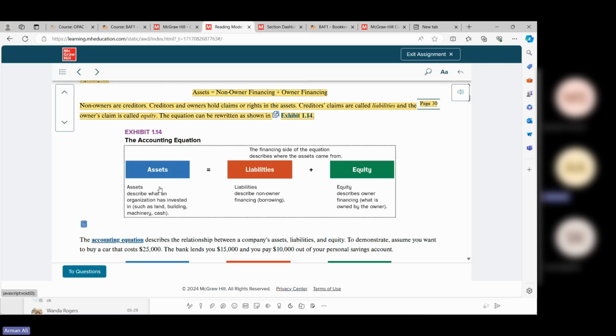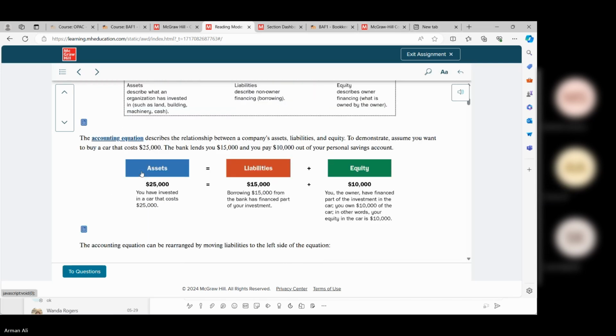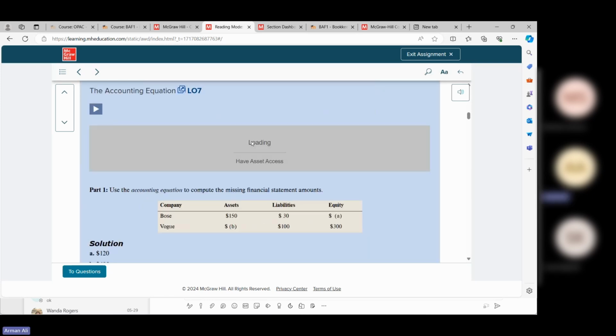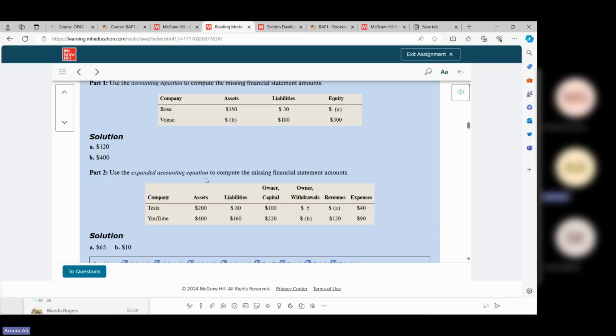So they say that the definition of assets describes what an organization has invested in, such as land, building, machinery, and cash. Liabilities describes non-owner financing. Basically, okay, these are not good definitions. So wrong. This is a good example. You can do these examples as well.